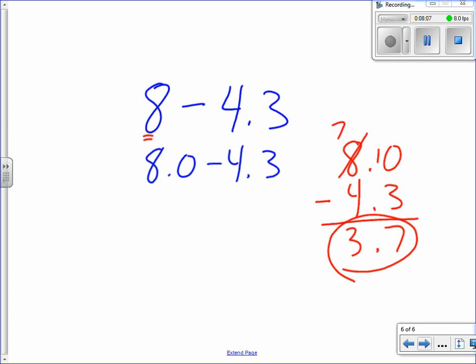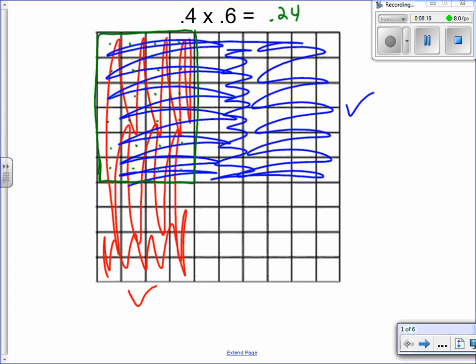When you multiply decimals, there's two things we're going to talk about. The first thing we talked about already is the shading in. You're going to shade in vertically, then you're going to shade in horizontally. We'll go back to that quickly. Right here, you're going to shade in horizontally, you're going to shade in vertically, and the overlap that has both colors, the overlap is 24 hundredths in this picture here.